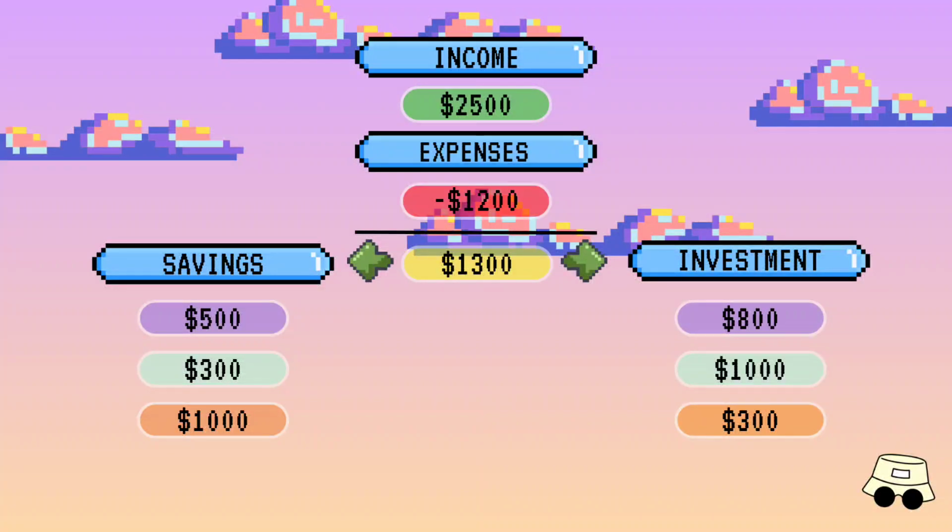And there you go, you have completed the most basic cash flow diagram for yourself.